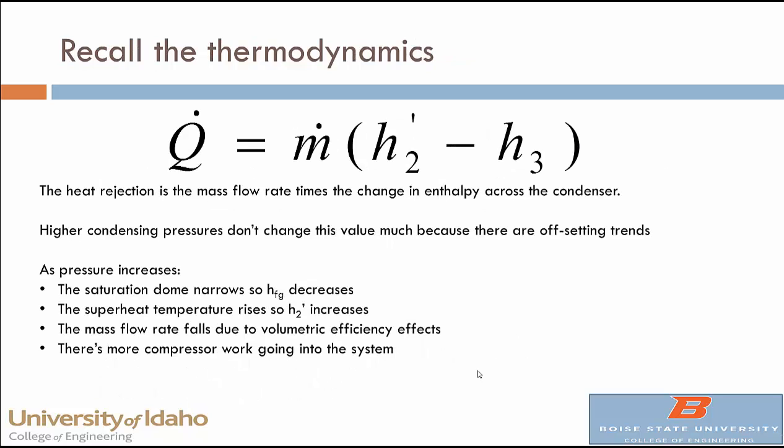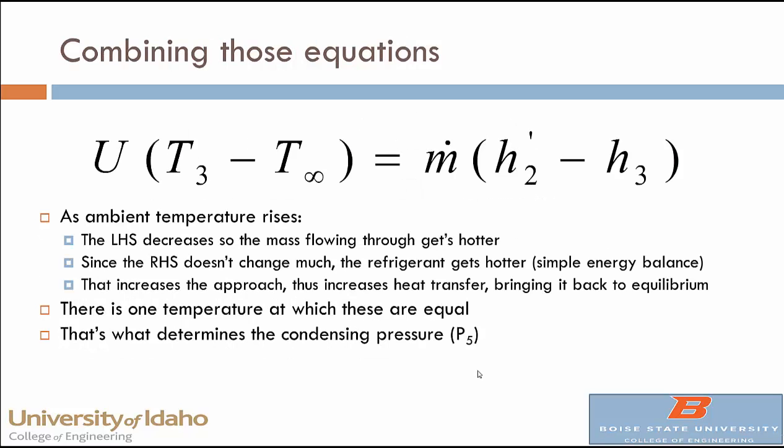Now, from the same side, looking at the thermodynamic cycle, we know that Q dot is equal to the mass flow rate of the refrigerant times the difference between the enthalpy leaving the compressor and the enthalpy leaving the condenser. In other words, that's the enthalpy change across the condenser. So the bottom line is, it's a little hard to move the needle from this side of the equation. You really got to look at it from the heat transfer at the condenser.